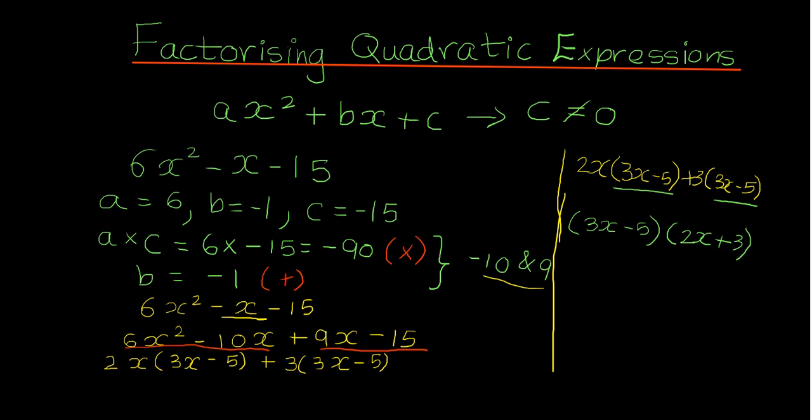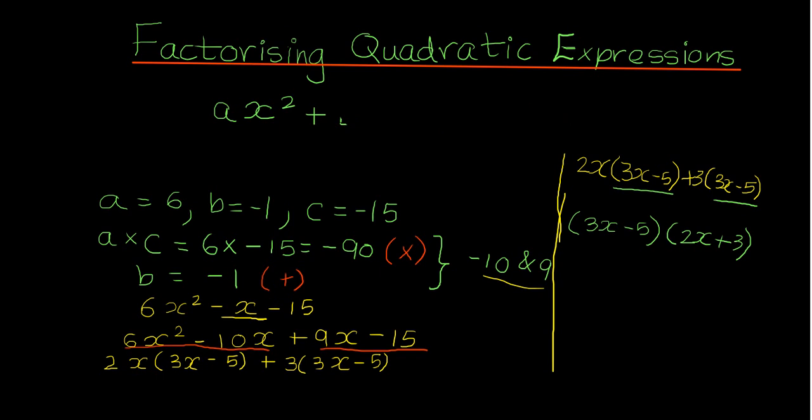And that's my final answer, factorized form. 2x plus 3 times 3x minus 5, or 3x minus 5 times 2x plus 3. I'll go through one more example. So this time I will have a slightly simpler one. Possibly could have started with a simpler one, but started with a harder one this time.